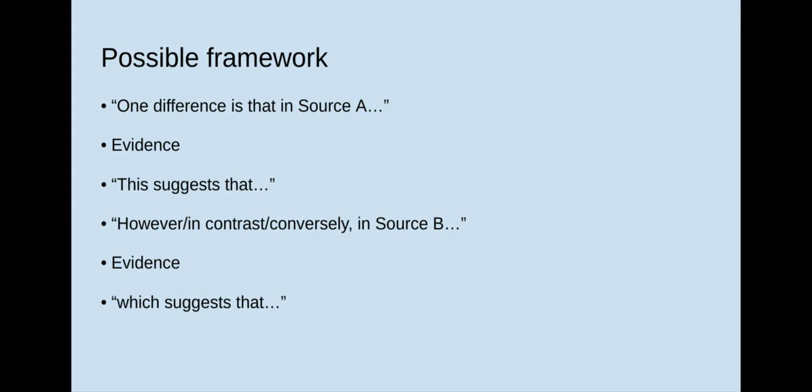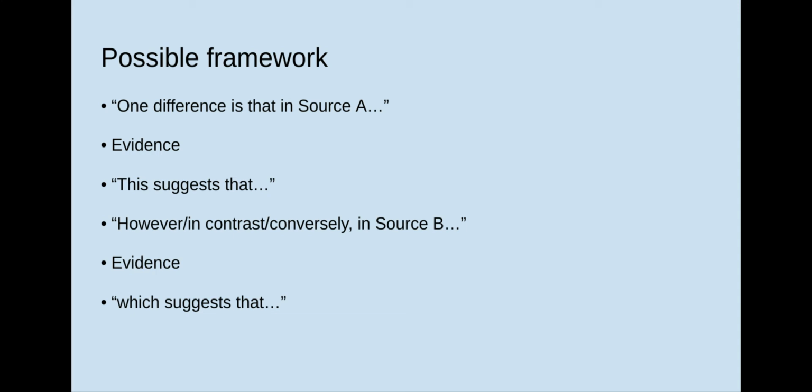One possible framework is to follow the structure on the screen there. So, for instance, one similarity or one difference in source A, give your quote. This suggests that. You can put this infers that. You can put I think that. It's all about your opinion of what the quote is doing in the text. And then, of course, you can link it to your source B. So, however, also, in contrast, in source B, and then it's point, evidence, explain.